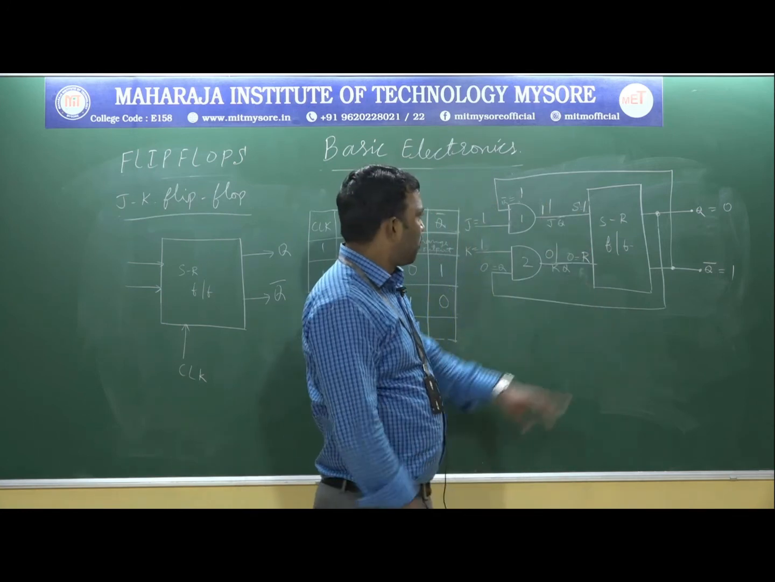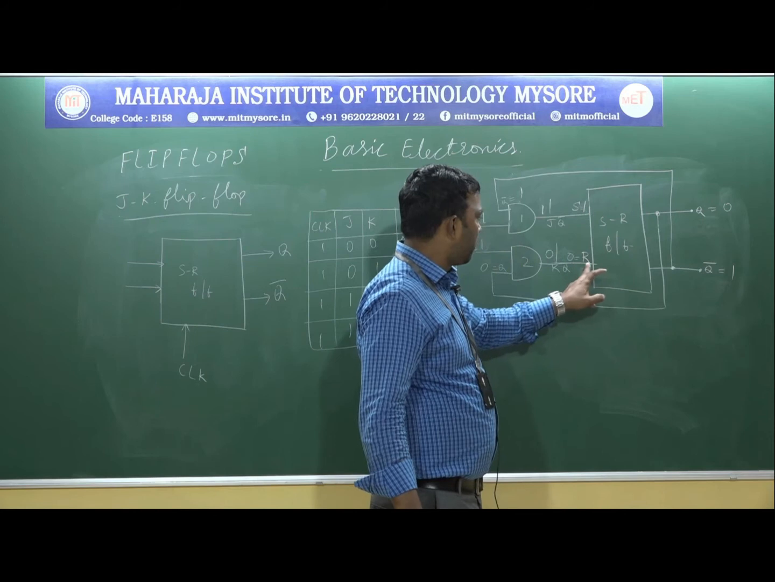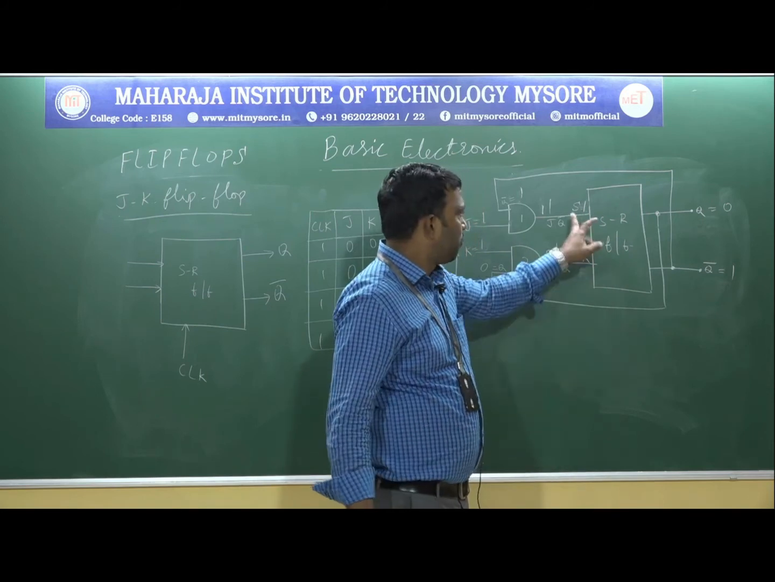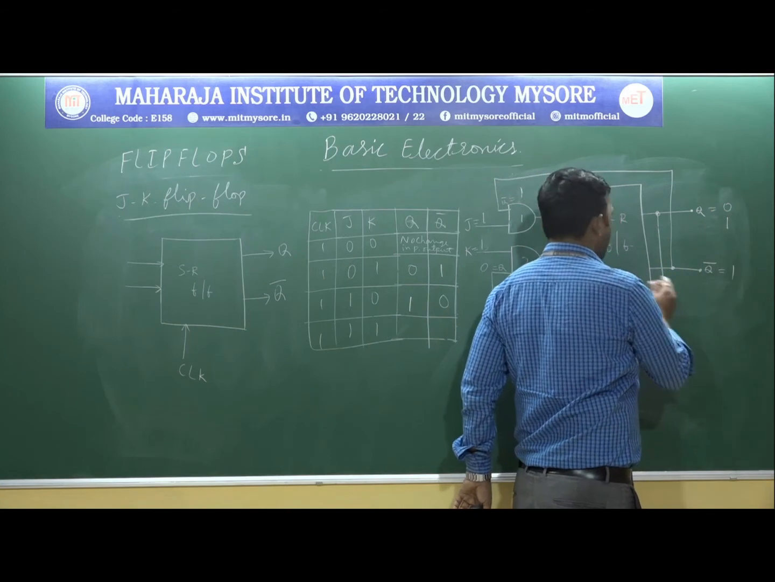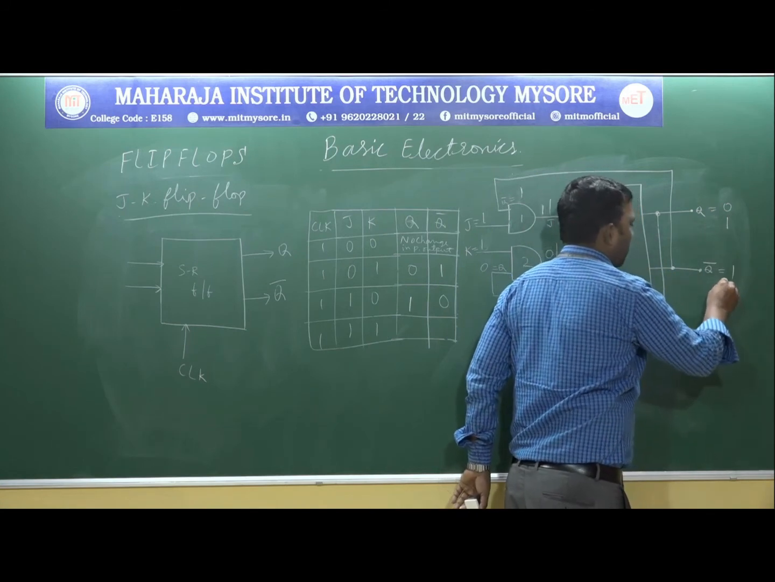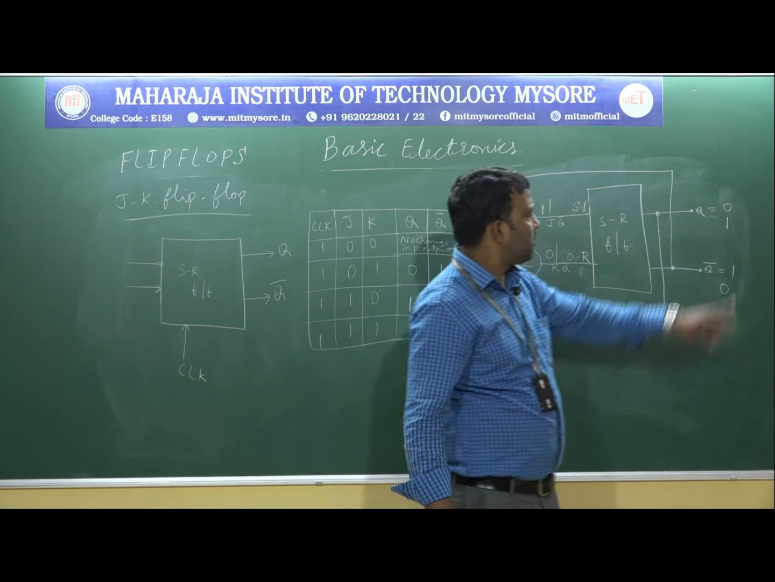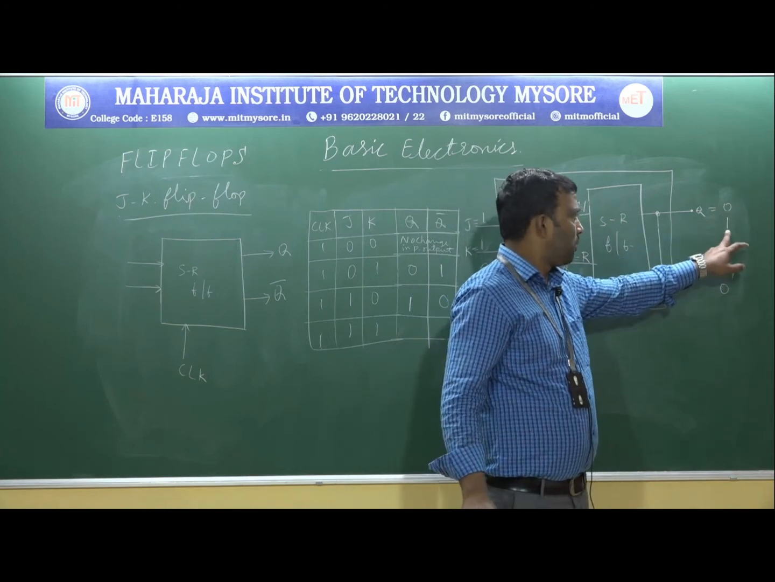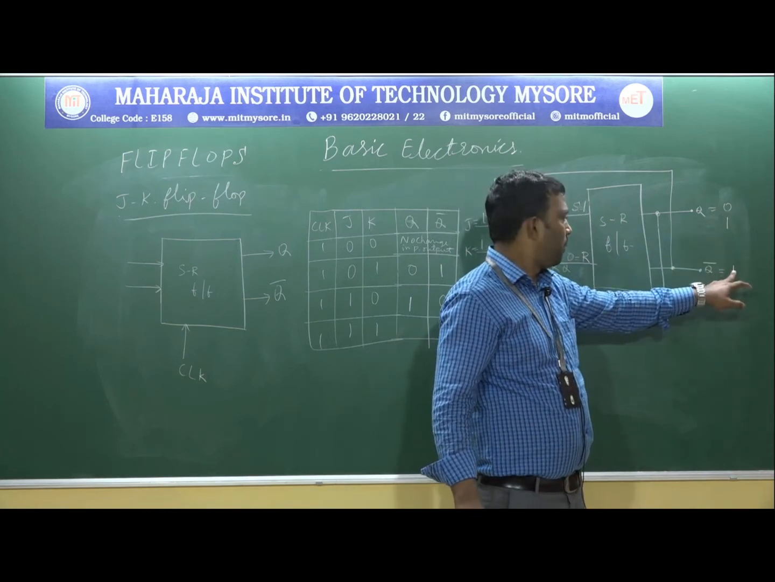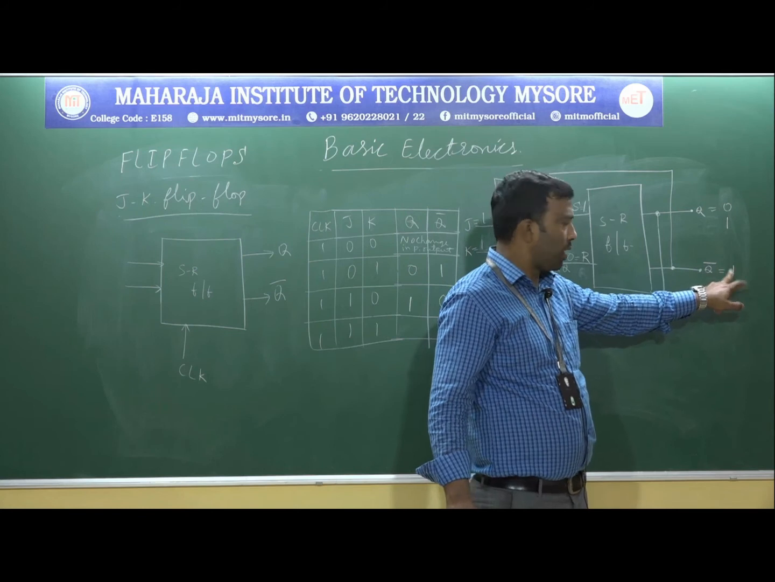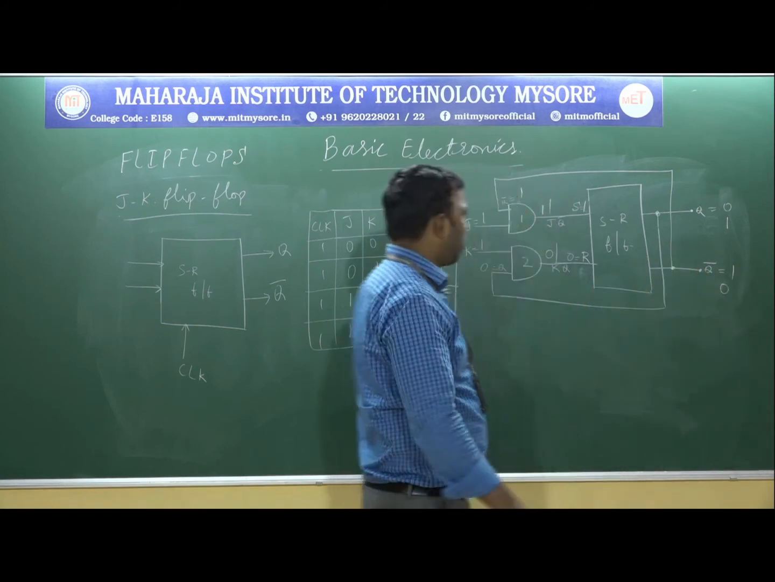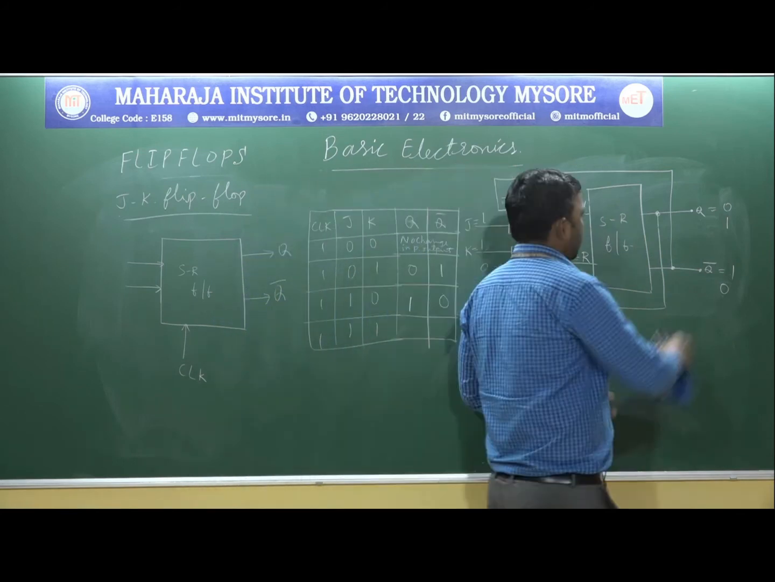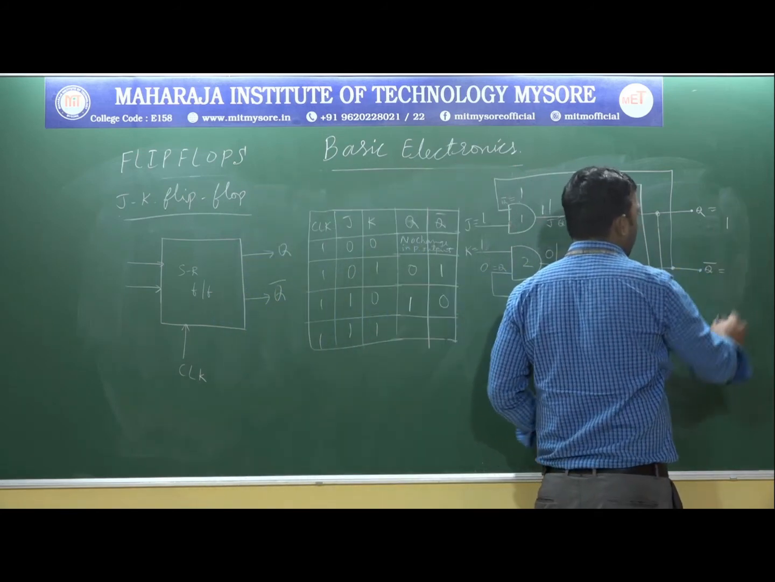So, when S equal to 1, R equal to 0, what happens? When S equal to 1, the Q becomes 1 and Q bar becomes 0. Now, the previous state output is 0, the present state output is 1. And the previous state of Q bar is 1, the present state is 0. That means the output toggles.